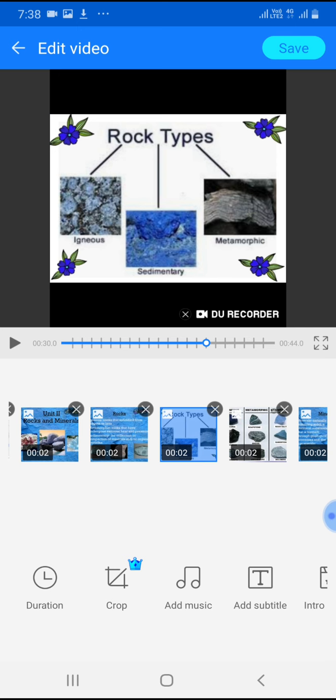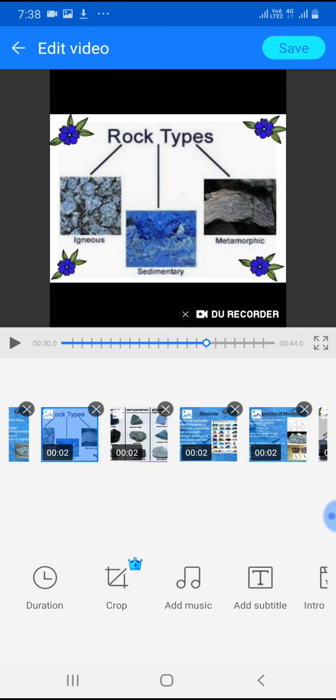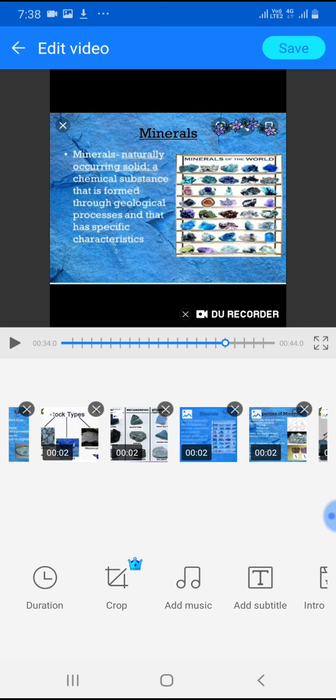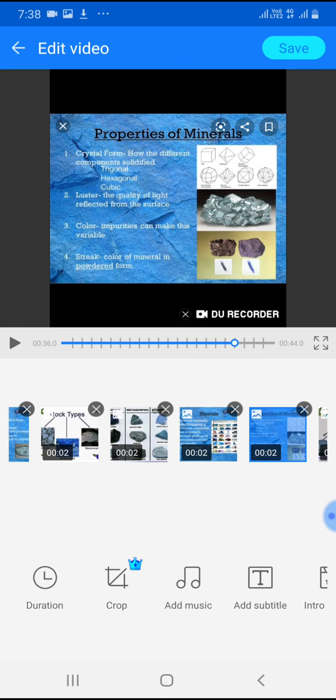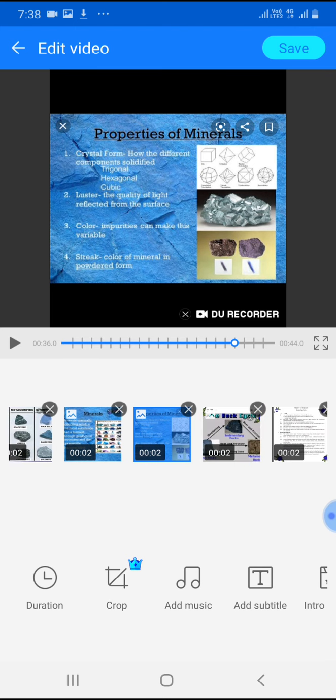Understand, students? Now let me tell you about minerals. What is a mineral? A mineral is a naturally occurring solid, a chemical substance that is formed through geological processes and that has specific characteristics. These are the properties of a mineral: crystalline form, luster, color and other things. Now these are the properties.